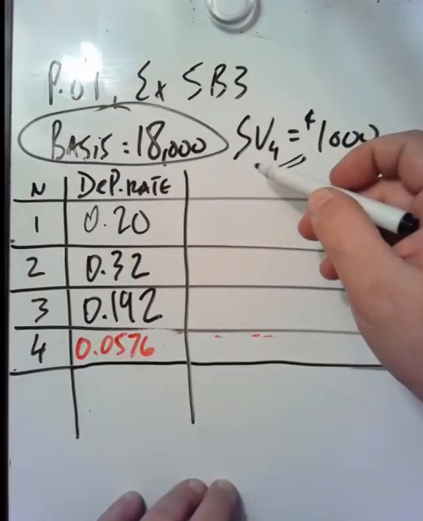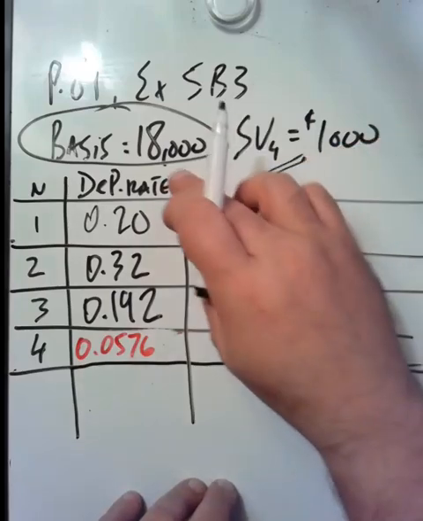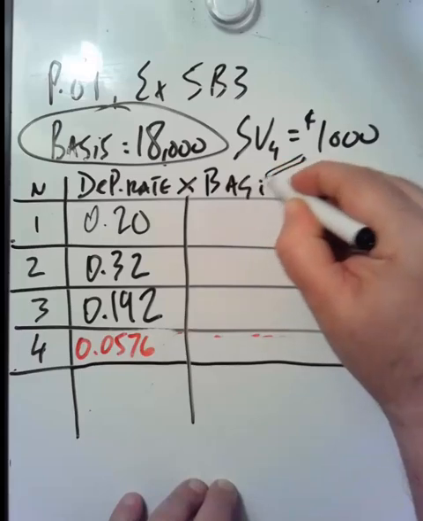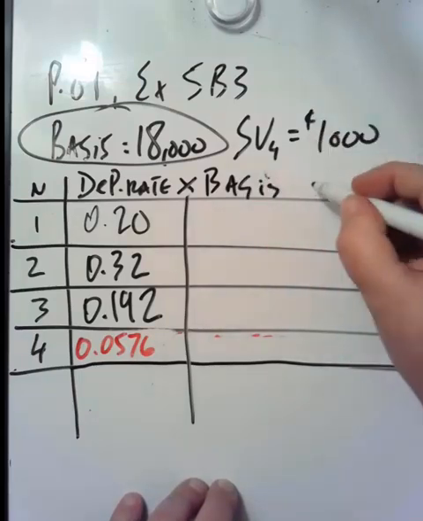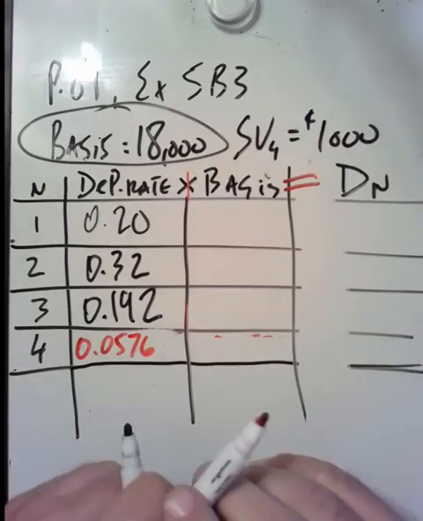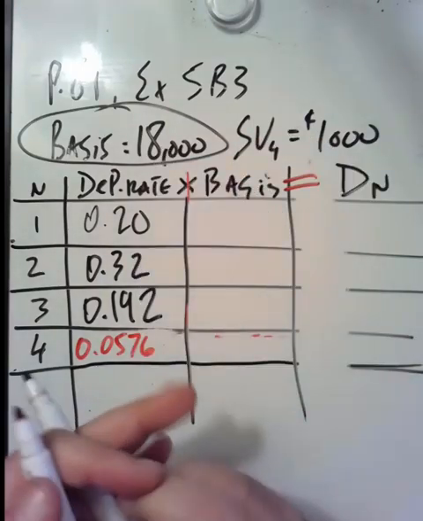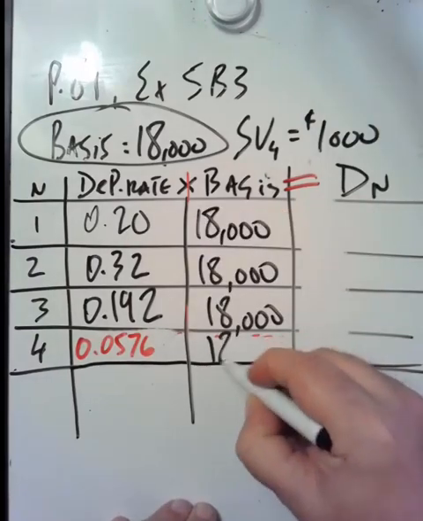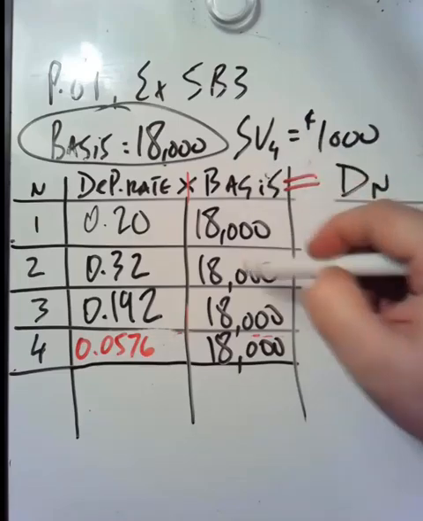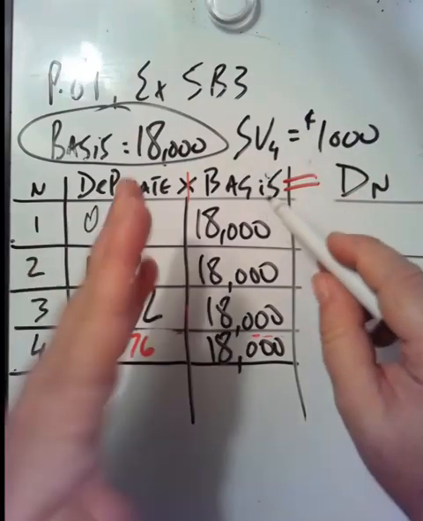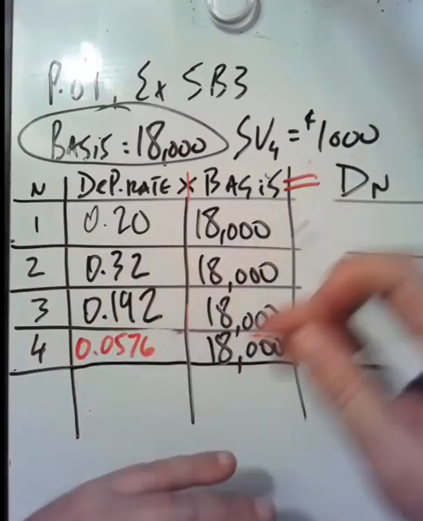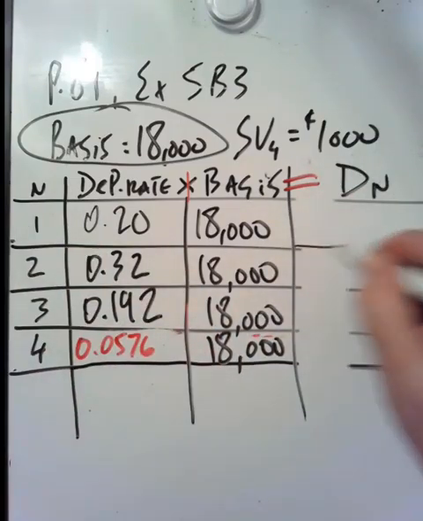Now we're going to find the depreciation amount by multiplying the depreciation rate times the basis, and that's going to be equal to the depreciation amount for a given year. The basis is the 18,000. This is the US method. It's simplified, so we don't care about the salvage value at this point. We just care about the basis. We don't care about the book value at this point, neither. It's the simplified US method.